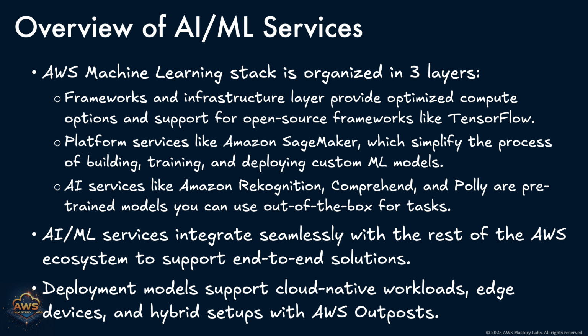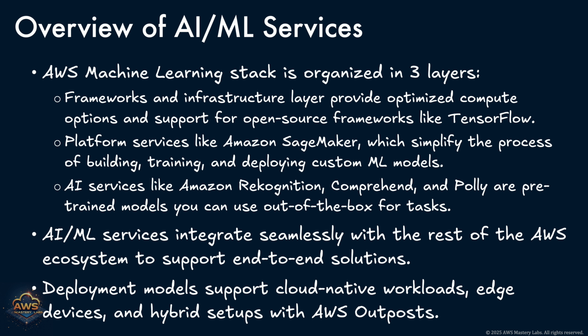The middle layer is where things become easier and more accessible. This is the platform services layer, and the centerpiece here is Amazon SageMaker. SageMaker takes the heavy lifting out of the machine learning workflow. It provides everything you need to build, train, tune, and deploy machine learning models at scale, with tools for data labeling, model monitoring, and automatic model tuning, all in a single, unified environment.